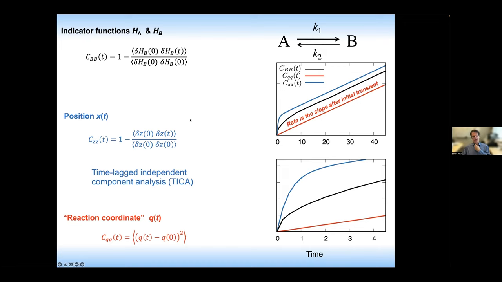Now, in some other cases, you can see that the committor correlation function, which you can write also like that, gets the right slope immediately at a very short time, whereas the population operator does not quite get the right slope right away. And that's very suggestive.